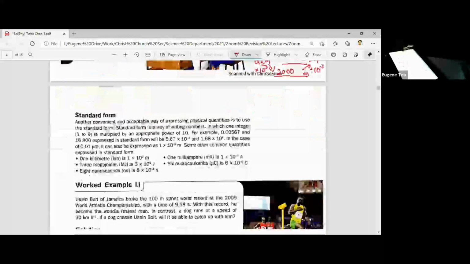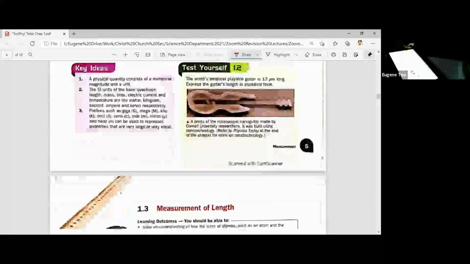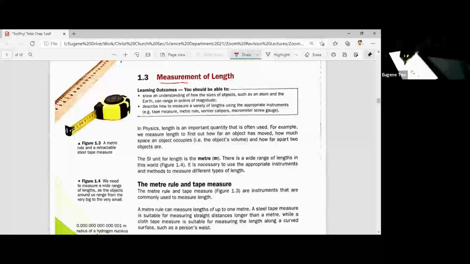You've learned your math, so I'm not going to go through it. Okay, now under 1.3, what is the concept or the idea of measurement of length. So what's important in these few pages?